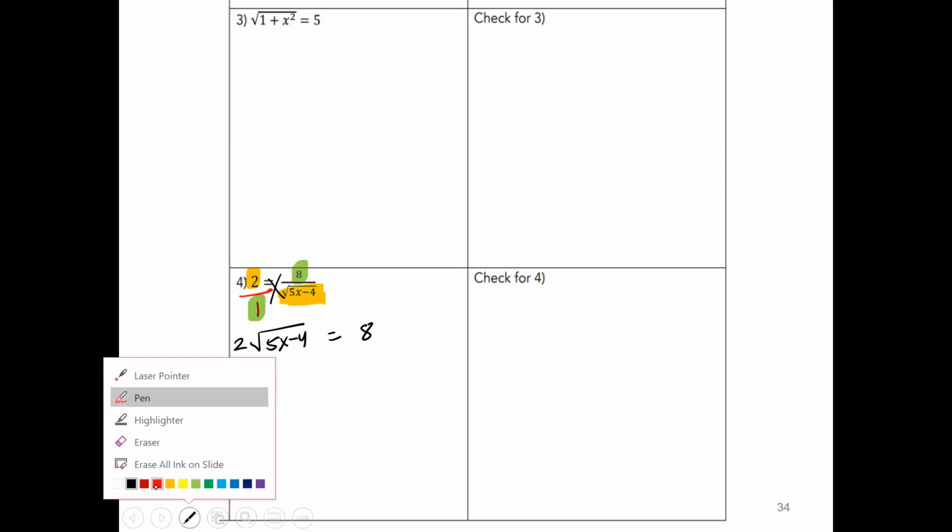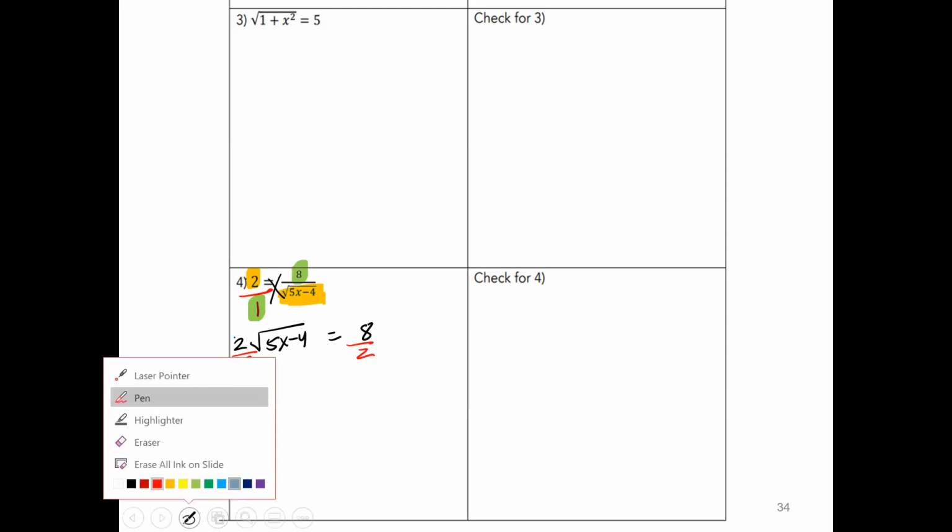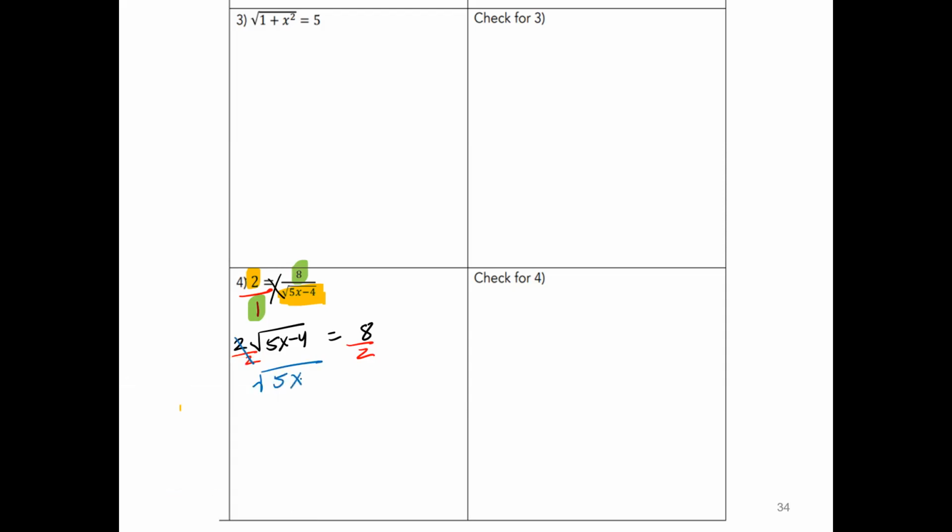Once you crisscross multiply like that, this just looks like the second example that we went over. So before you square both sides, you've got to get rid of that 2 by dividing both sides by 2. Then that 2 cancels, and you get the square root of 5x minus 4 equals 4. At this point, you can get rid of the square root by squaring both sides. When you do that, your square and your square root cancel, and then we have 5x minus 4 equals 16, because 4 times 4 is 16.